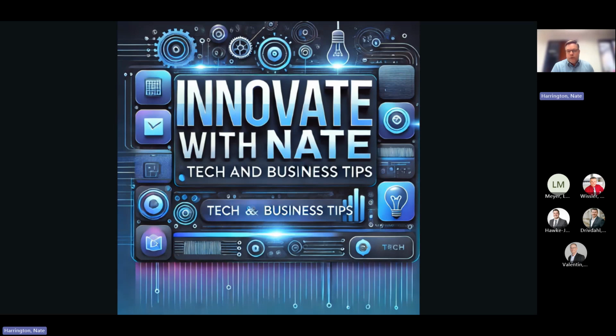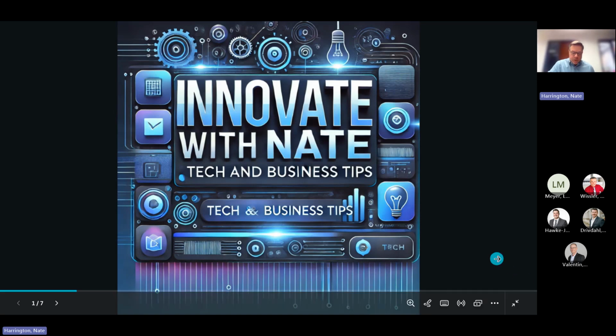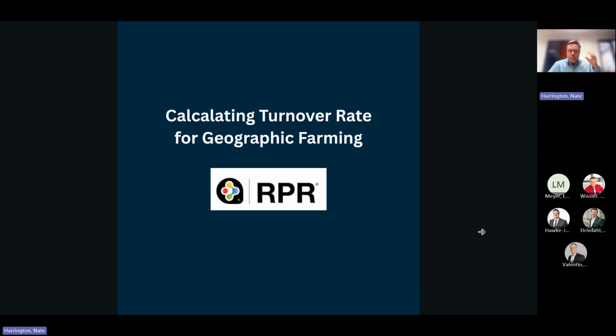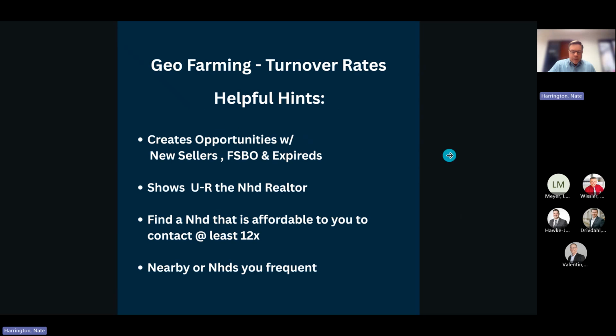So you might say, hey, Nate, are you pushing geographical farming because that's old school? It doesn't work, and so on and so forth. I'm not pushing it. I'm not saying it's good or bad. I'm showing you opportunities and how to find neighborhoods that have high rates of turnover. We do know that it does work. We're going to do that by using our RPR today, and I'm going to show you step by step. But I've got a couple of things here first.